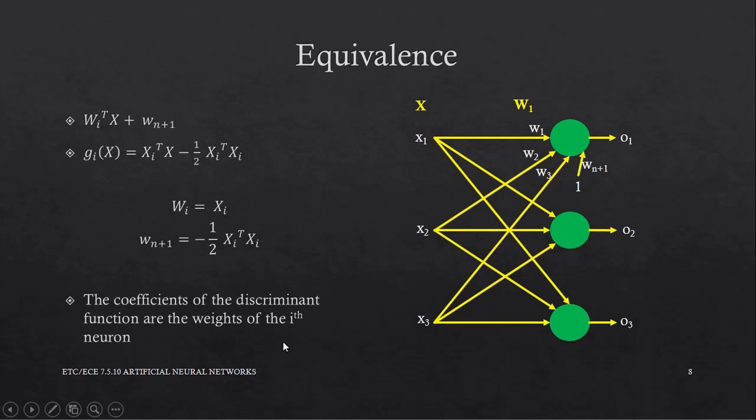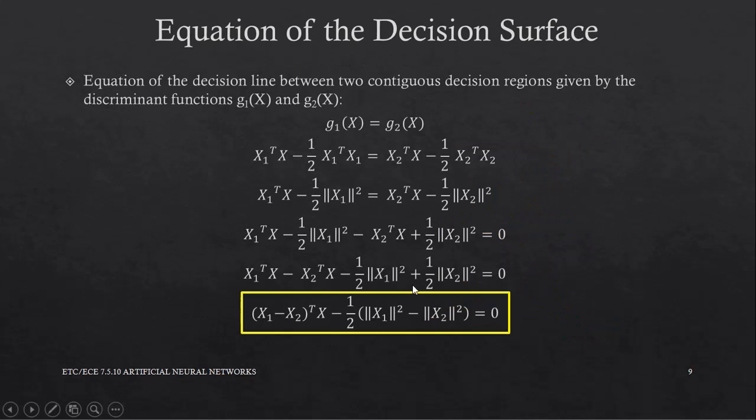Now, let us try to obtain the equation of the decision line between two contiguous decision regions given by the discriminant functions g1 of x and g2 of x. On the line, g1 of x is equal to g2 of x. We are just substituting the formula for g1 of x and g2 of x. So, g1 of x is given by x1 transpose x minus half of x1 transpose x1. And g2 of x is given by x2 transpose x minus half of x2 transpose x2.